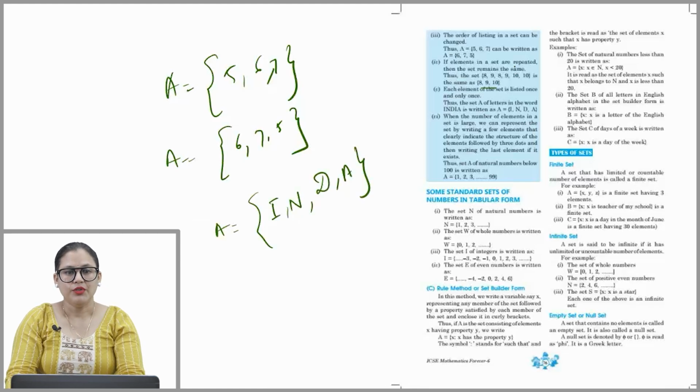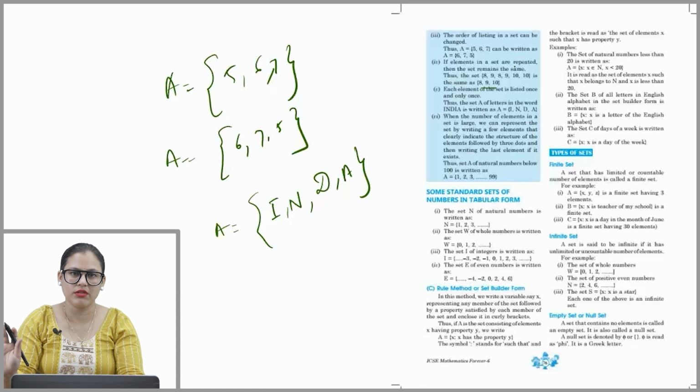6, when the number of elements in a set is large, we can represent the set by writing a few elements that clearly indicate the structure of the elements, followed by 3 dots and then writing the last element if it exists. Thus, set A of natural numbers below 100 is written as {1, 2, 3, ... 99}, right? Some standard sets of numbers in tabular form.